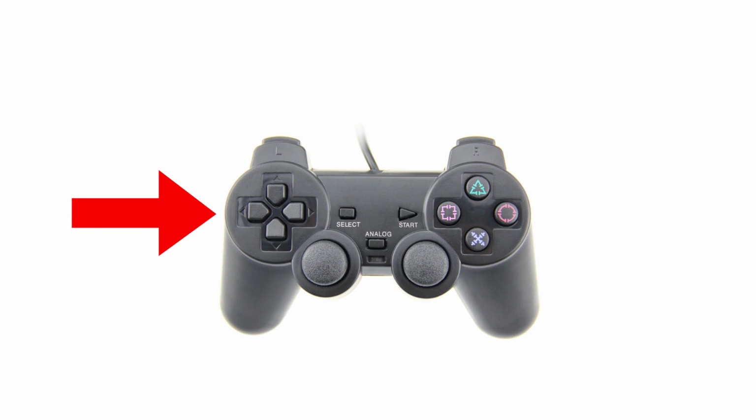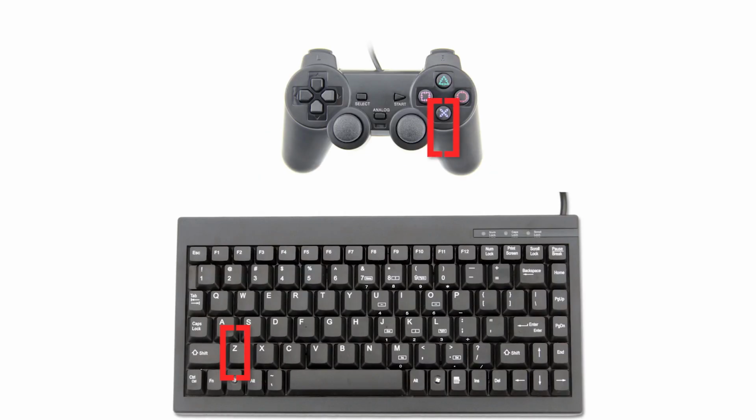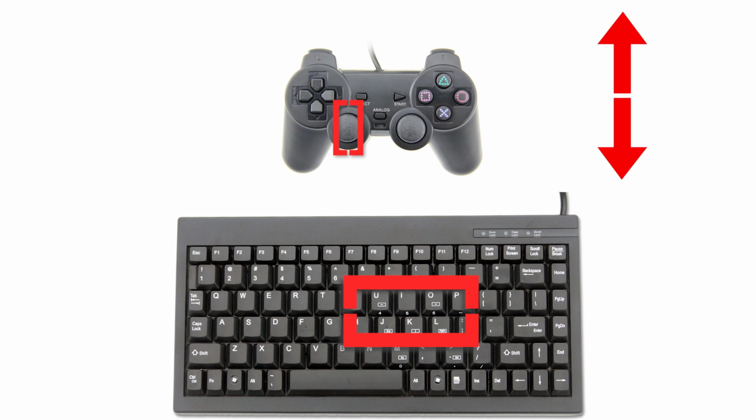On the keyboard, the defaults are the cursor keys for the D-pad, with Z as X, A as square, S as triangle, and X as circle, with space for start and V for select. The analog nub is mapped to I, K, J, L, or up, down, left, and right. If your joypad wasn't recognized, or you don't like the default key map, you can change them in the settings.